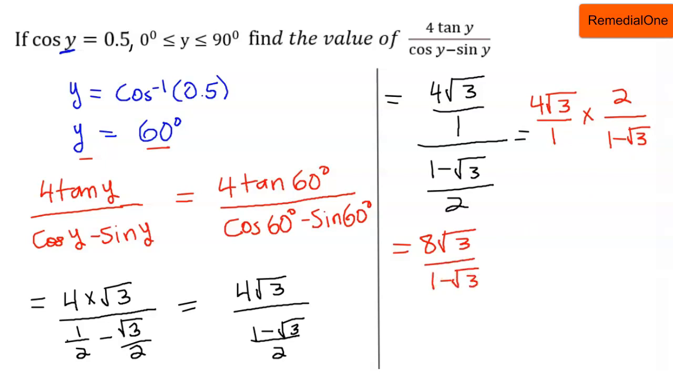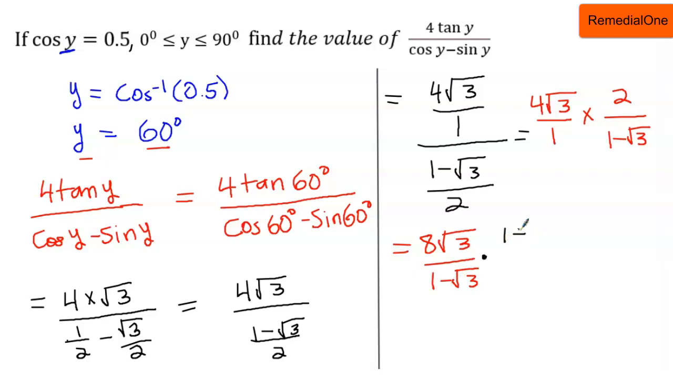Don't go ahead and leave your answer like this. You're not going to get full marks. So what we have to do is that anytime we have a surd as a denominator, we have to do what we call rationalization. So we have to rationalize this. So we are multiplying by the conjugate. This is negative, so its conjugate pair is going to be positive.